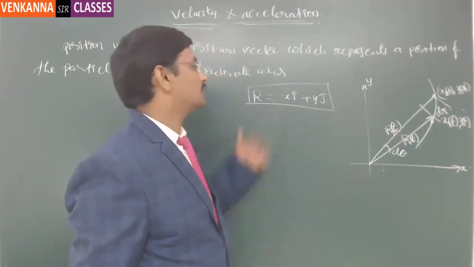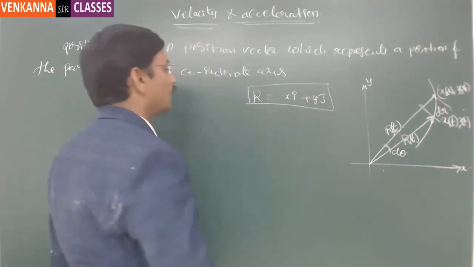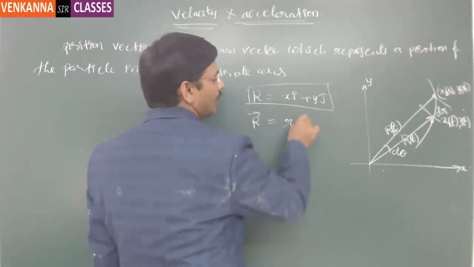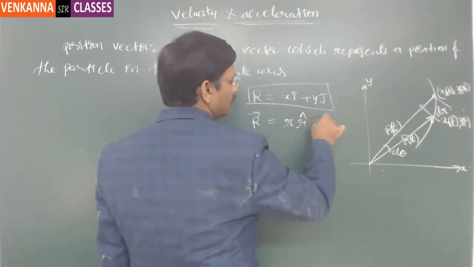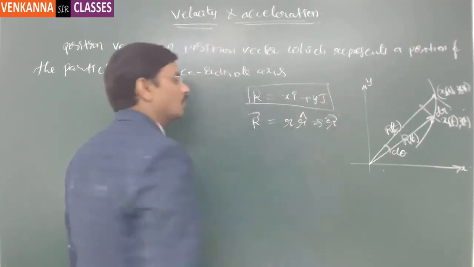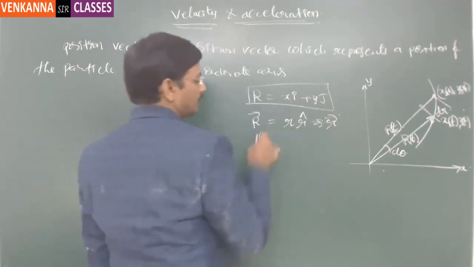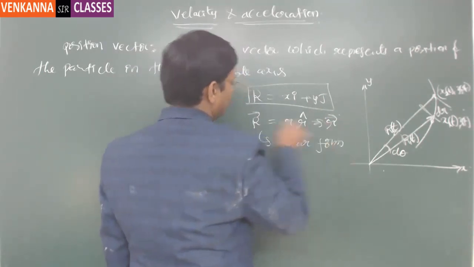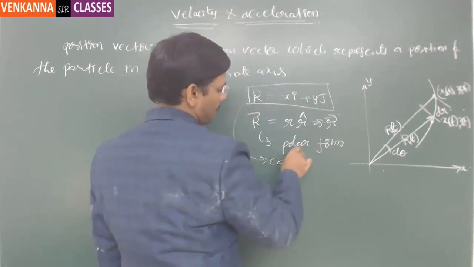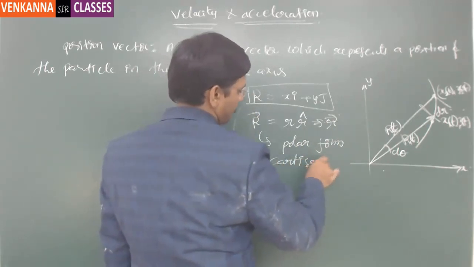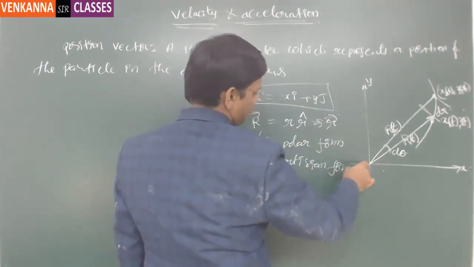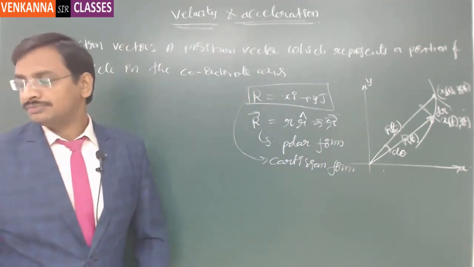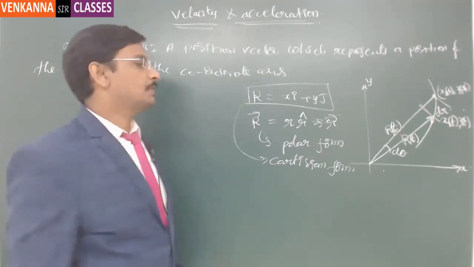Got it? So this is xi plus yj, or this can also be expressed as r cap, or in short r bar. So both are one and the same. This is in polar form and this is in the Cartesian form. Got it? So this is the position vector.